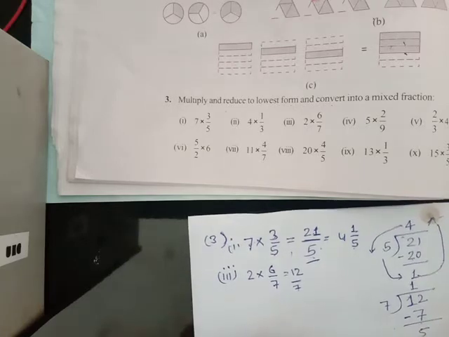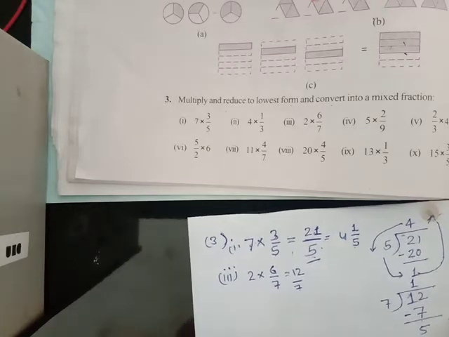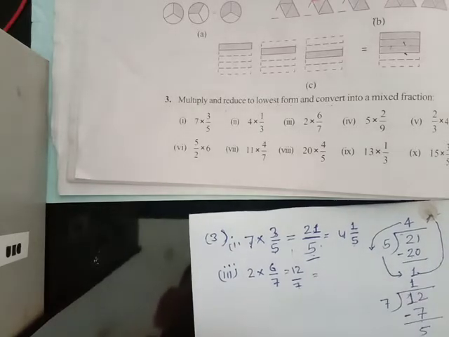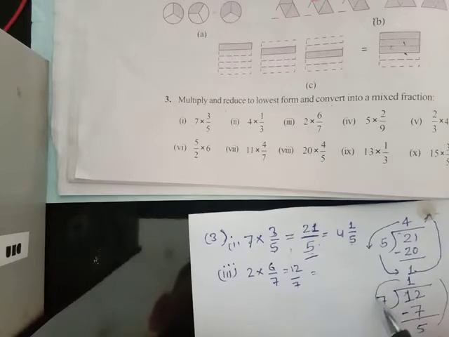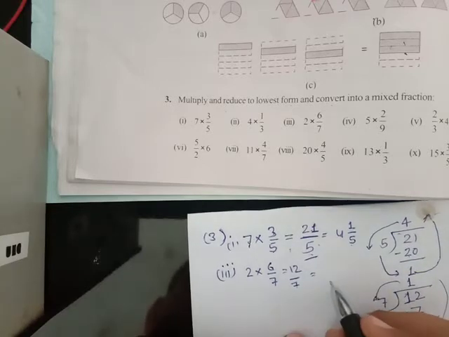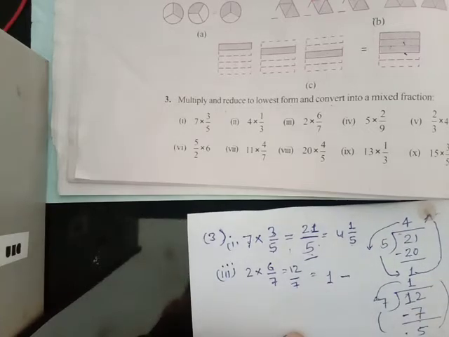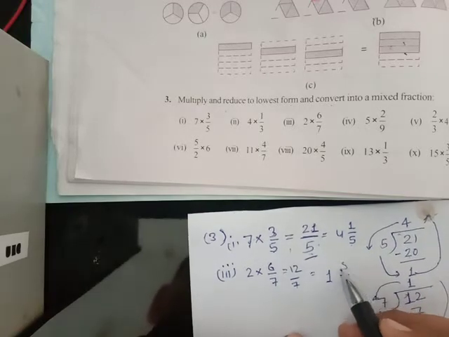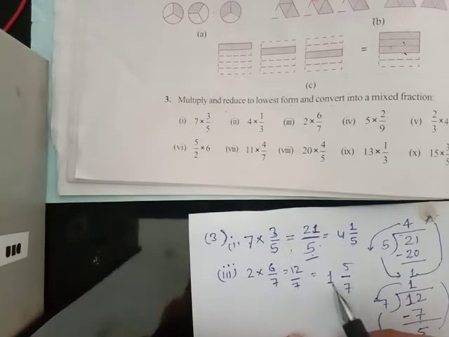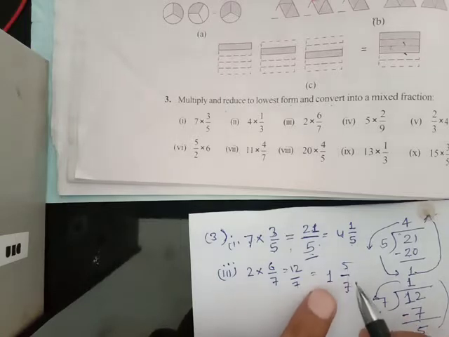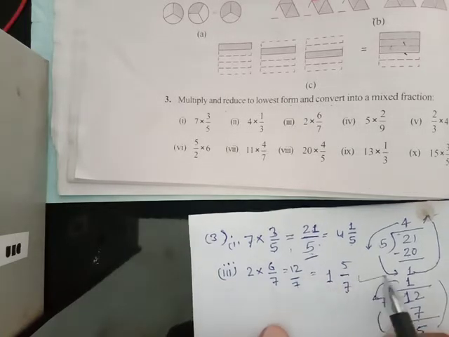5. Okay. So now you rotate. It goes up. It will be here. So 1 is to 5 upon 7. 7 1s are 7 plus 5, 12, 12 upon 7. Okay.